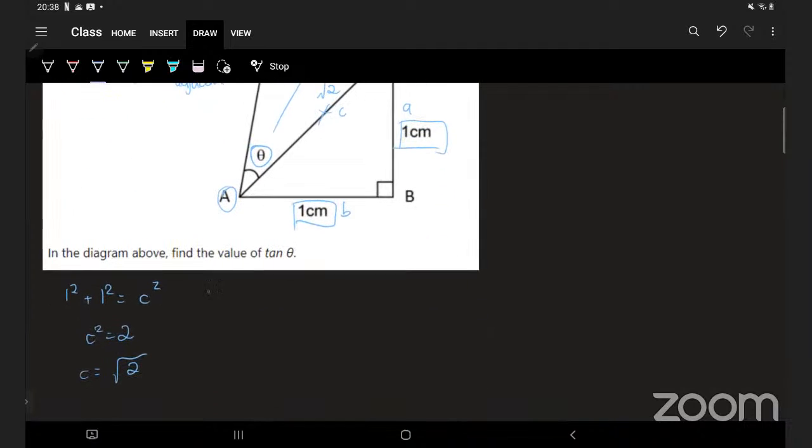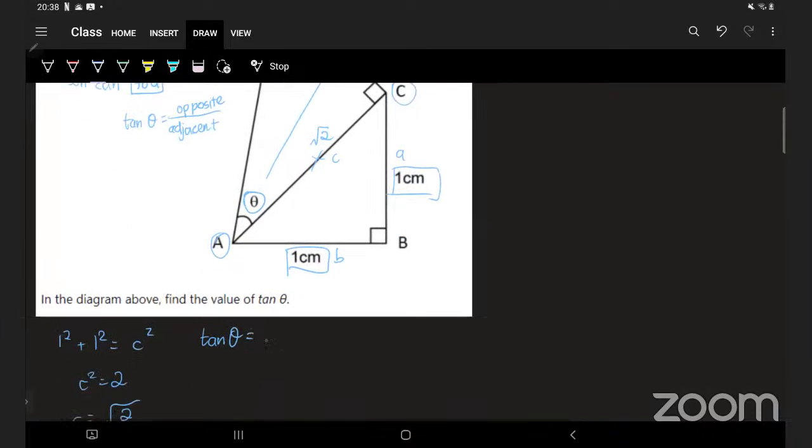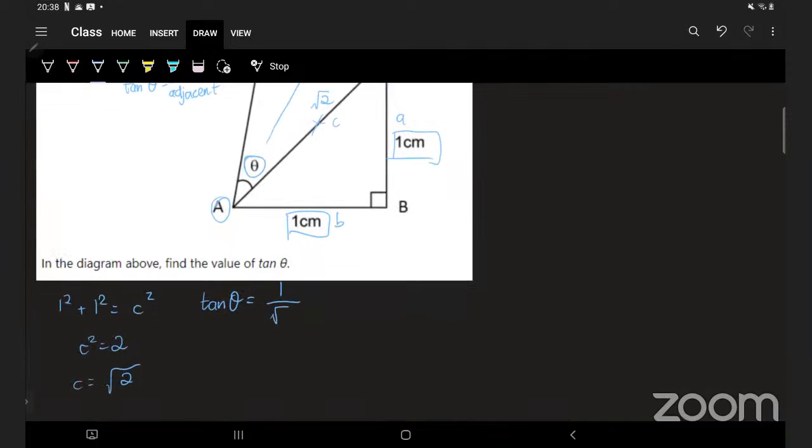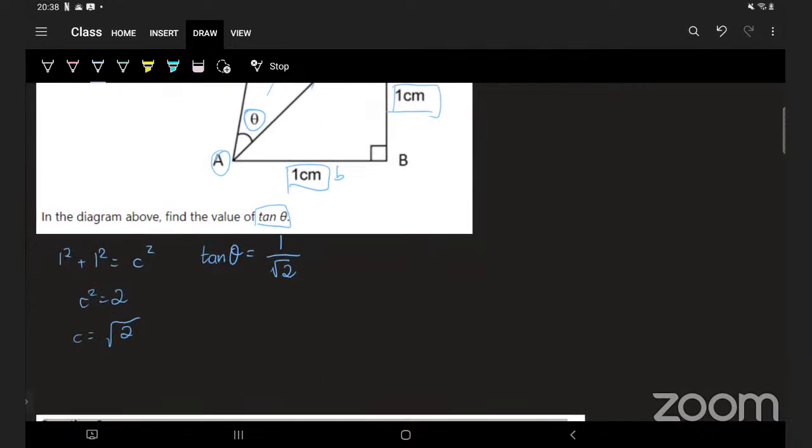Now we can actually find the value of tan theta. Tan theta will be equal to the opposite, which is 1 cm, divided by the adjacent, which is square root of 2. Now we've found the value of tan theta, but I want to go a step further and find the value of theta itself. You can just do it by the calculator. Let me just do inverse tan real quick. Once you put it in a calculator, you'll be getting inverse tangent of 1 over square root 2.